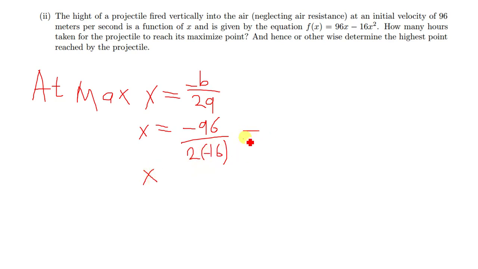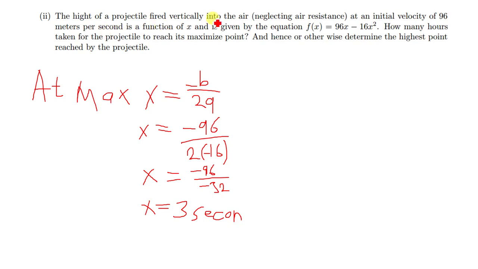So this is negative 16. Let me just write it down. This will give you something like negative 96 over negative 32. So the value of x is now just going to be equal to, when you divide 32 into 96, it goes there about 3 times. So it's only 3 seconds. So it took 3 seconds.